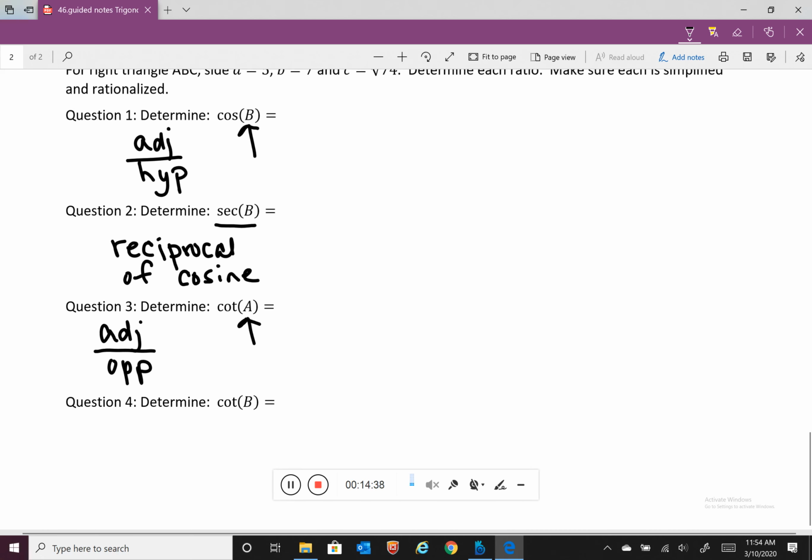And for problem 4, now you're looking at cotan of angle B. So your reference has now changed, but we're still looking at the adjacent side as compared to the opposite side. But again, this is in reference to angle B.